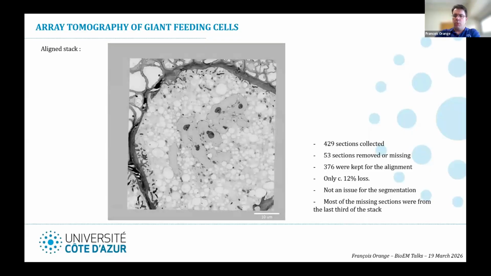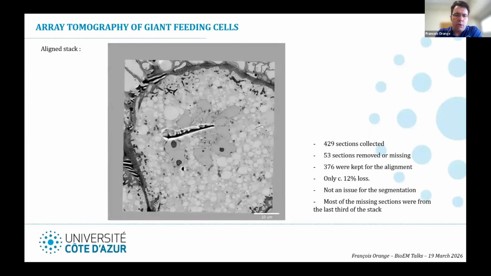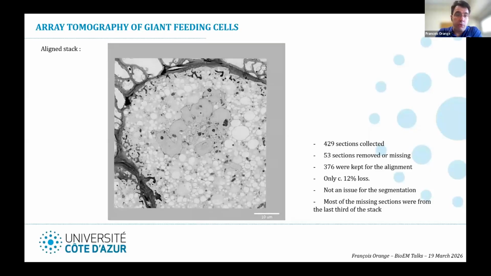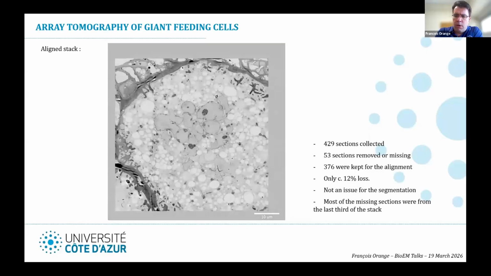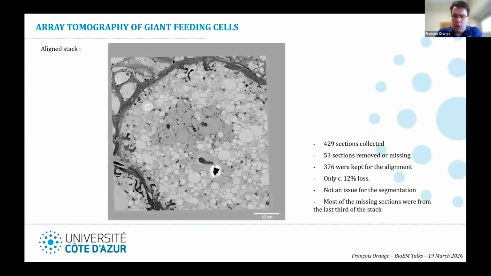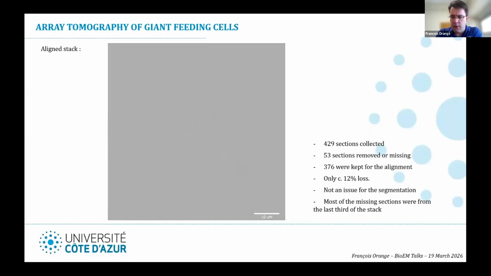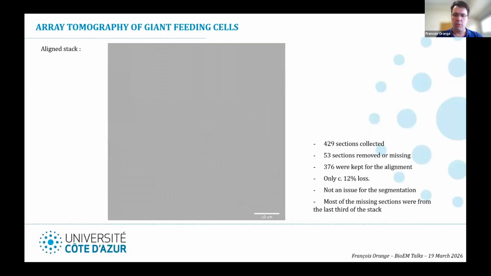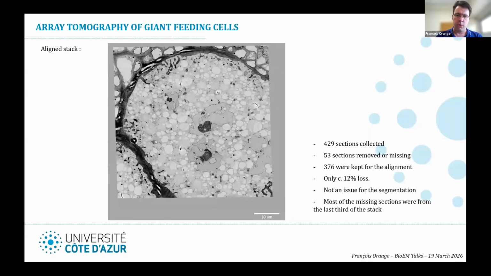So basically, I had a bit more than 400 sections collected. Some of them were removed or missing. The sections removed were the ones with folds or dirt, the usual artifacts and problems you can have with ultramicrotome sectioning. Overall, we had maybe around 12% loss, but it was not an issue for the segmentation. You notice that most of the missing sections were from the last third of the stack. The more we were sectioning, the more the knife was getting dirty, and we had problems of folds or dirt with the sections.